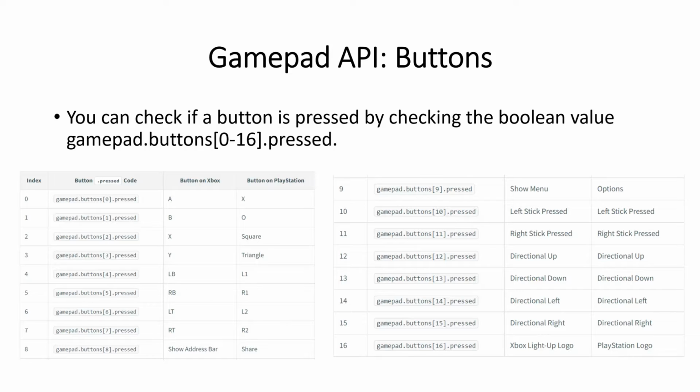Moving on to the buttons, those are very important. You can check if a button is pressed by checking the boolean value gamepad.buttons indices from 0 up to 16 pressed, and you can see this table is from that other website I linked. It covers all of the buttons that you are interested in, either on an Xbox or a normal PlayStation controller. You can see you have all of the buttons that you might need for your game.